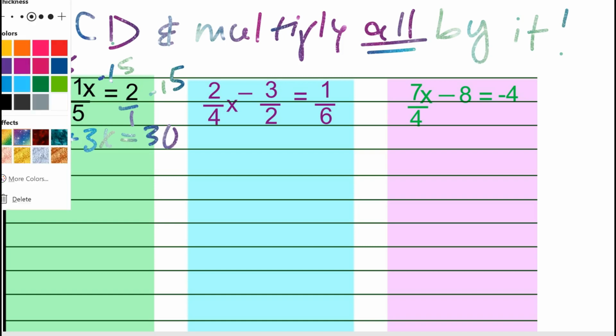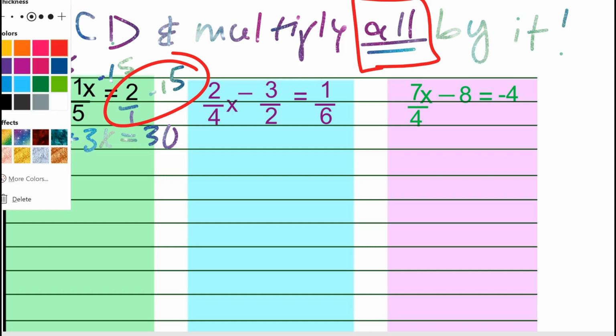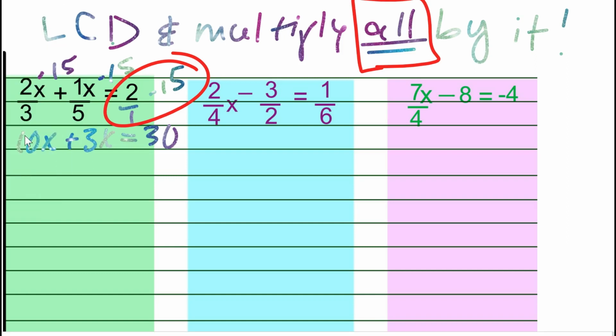You know where people make a mistake? They make a mistake right here. They forget to multiply that. I say everything, all. Usually I say everything because I was running out of room. I said all. Everything by it. And notice the fractions are gone. Y'all, it's math magic. Now watch.